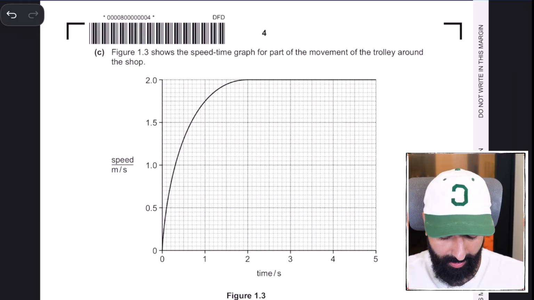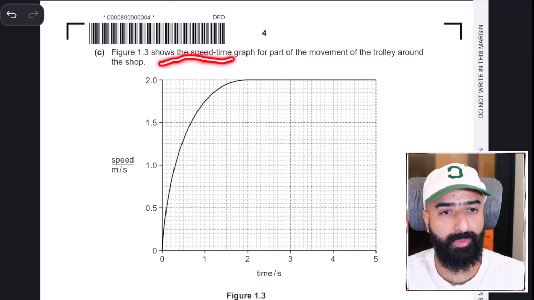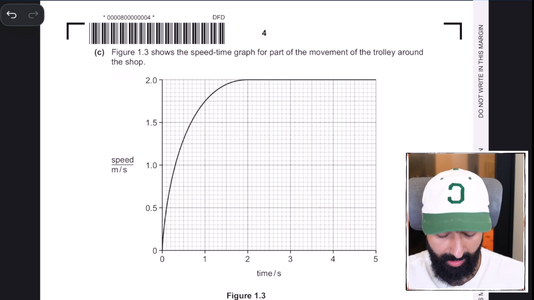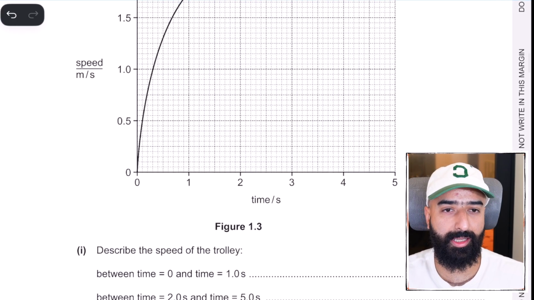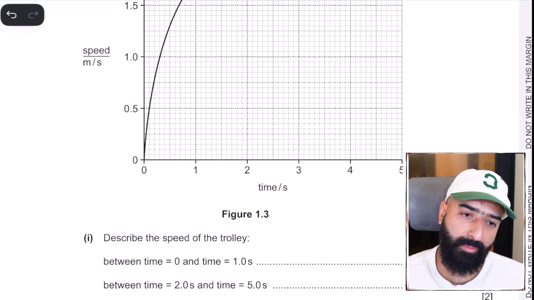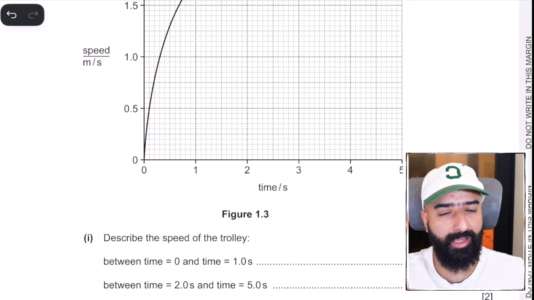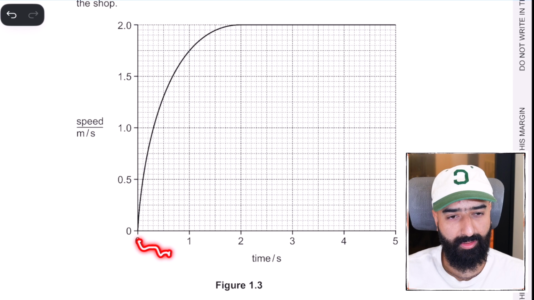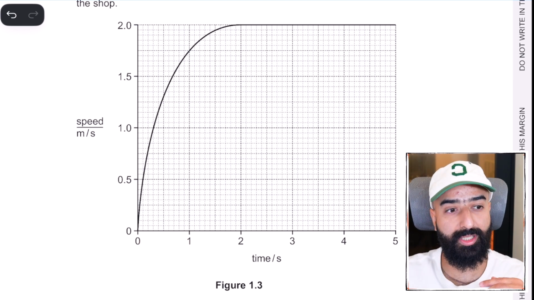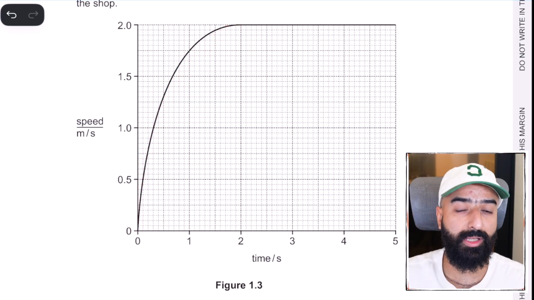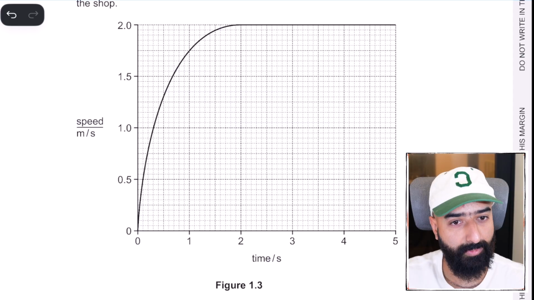Okay, the third one. Figure 1.3 shows the speed time graph for a part of the movement of the trolley around the shop. So we are given a speed versus time plot. Describe the speed of the trolley between 0 and 1 second. So if we focus our attention on this time interval, 0 to 1, what's happening to the speed? The speed is going up. So the speed is increasing, or you could say that the object is accelerating, right?